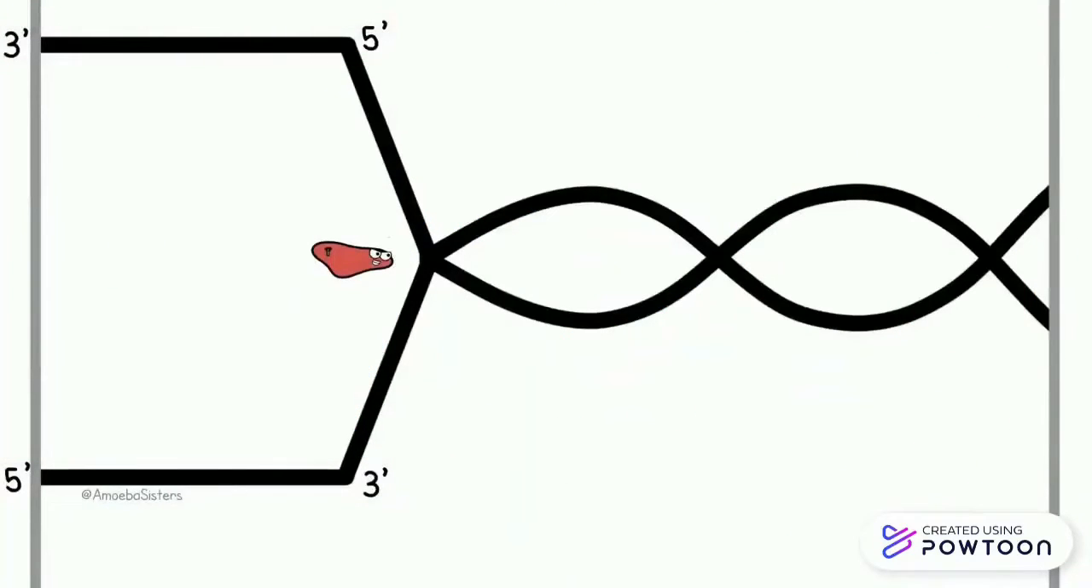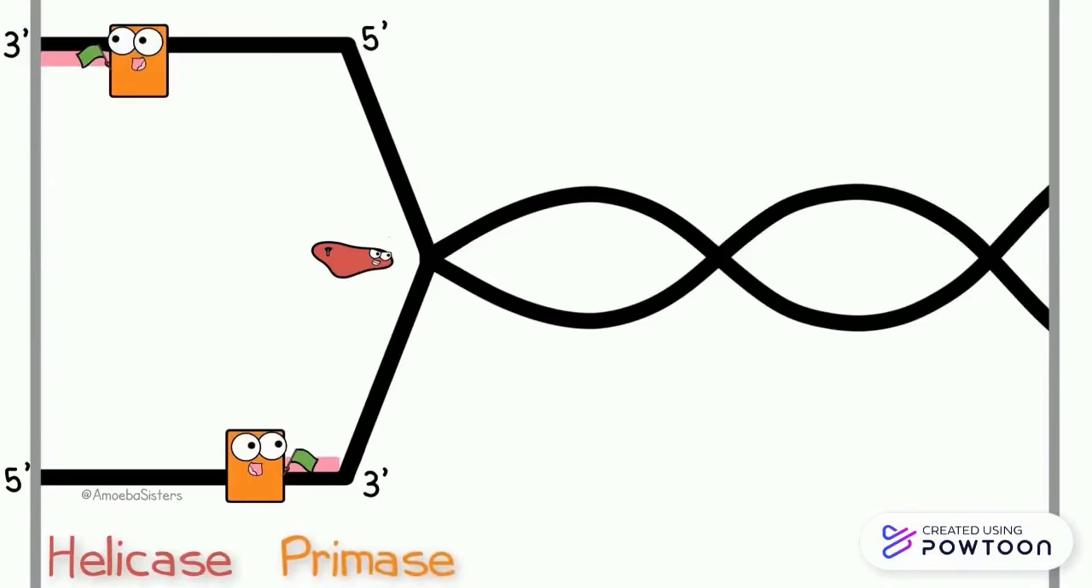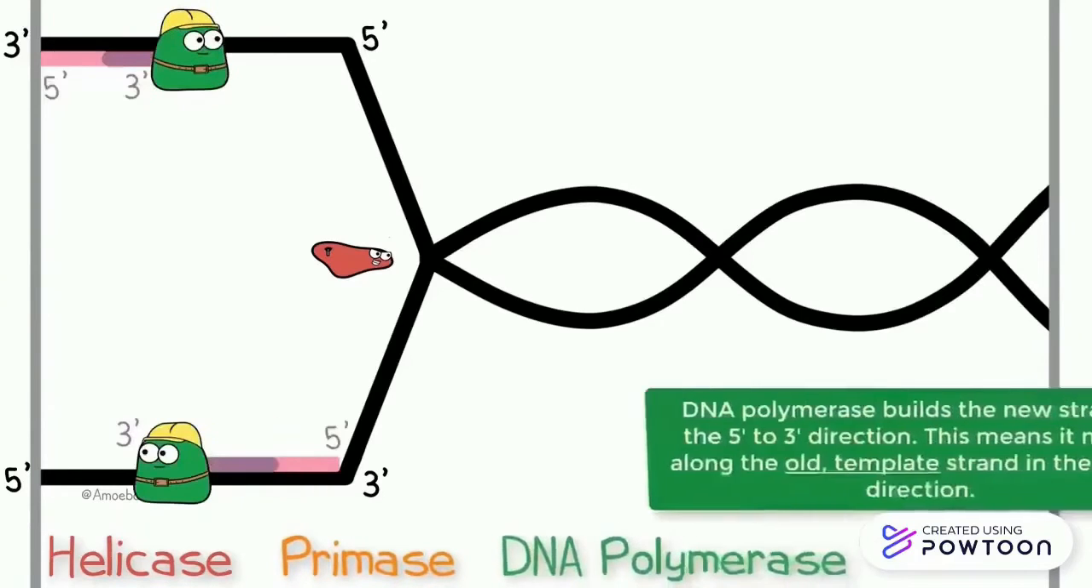DNA is unwinding here thanks to helicase. In this example, it will keep unwinding in this direction. Primase places primers. DNA polymerase is building the new strands.